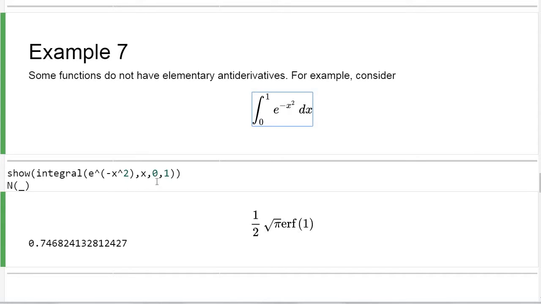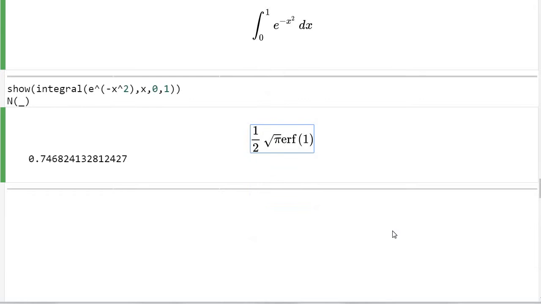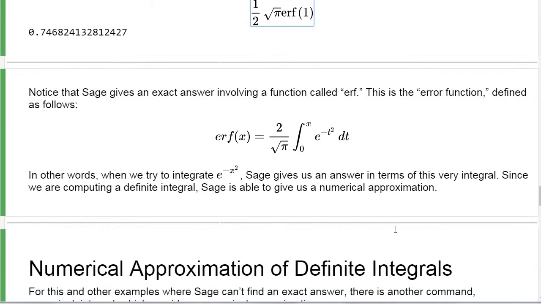When you integrate this thing in Sage, this is a definite integral, so the answer is actually a number here. You get this thing, this is the exact value, 1/2 square root of pi times erf of 1. And you've probably never heard of erf before. Erf is an abbreviation for what's called the error function. Here's the definition of the error function. The error function is actually defined in terms of the integral of e to the minus t squared.